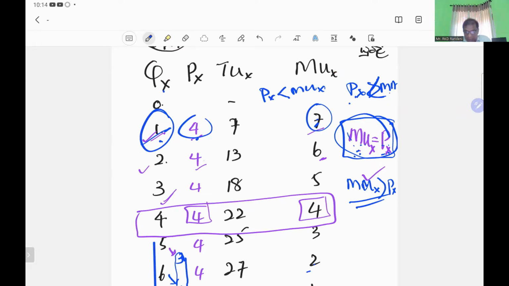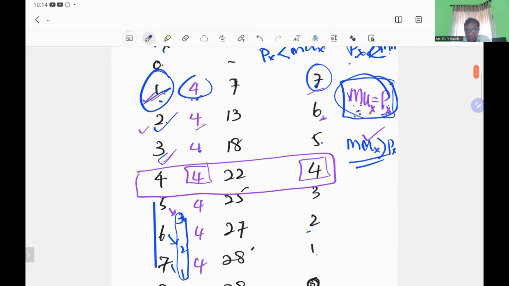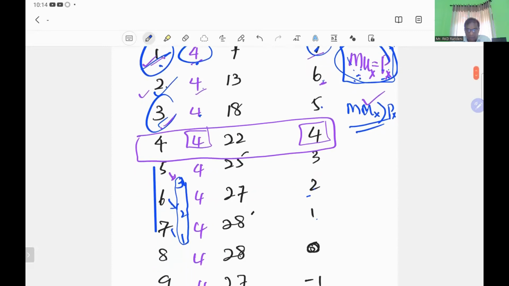Then the second one, he spent 4 rupees, gain 6. 6 is greater than 4. The price is less than MU. He will definitely purchase the second one. Then the third one, 4, 5. He will take the third one.